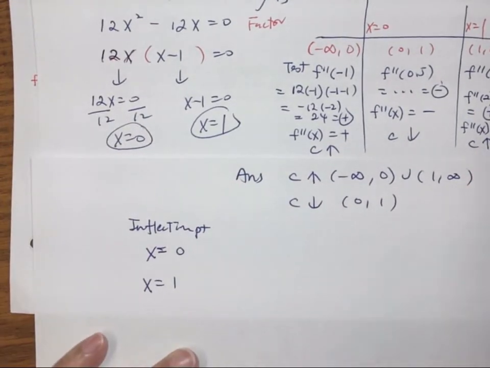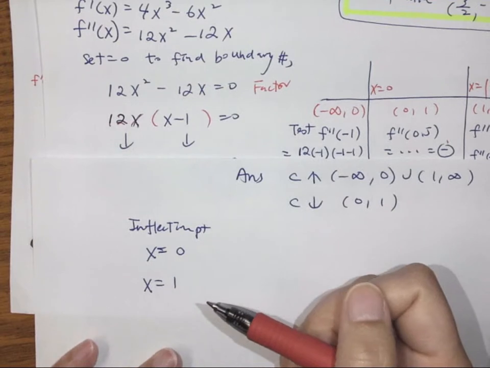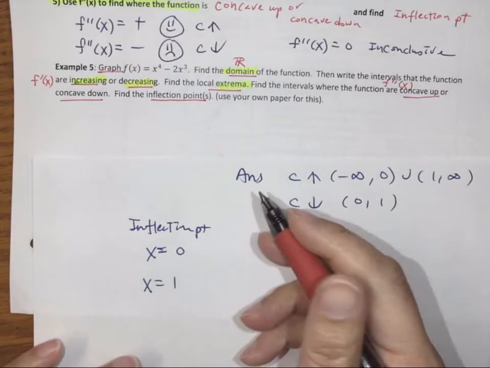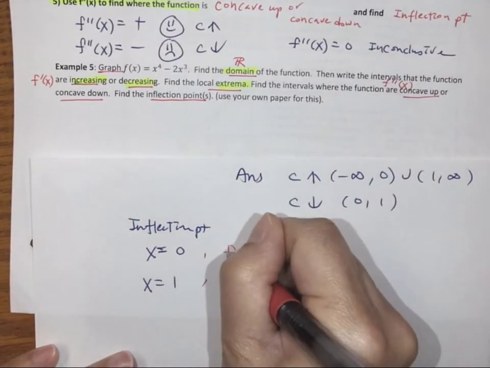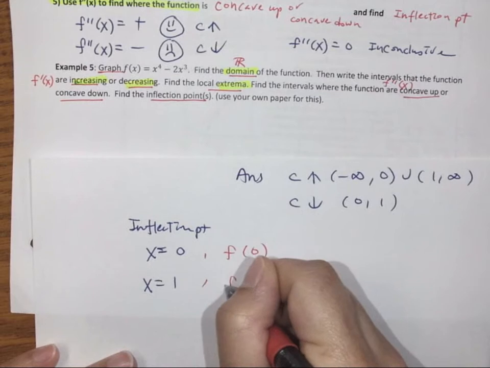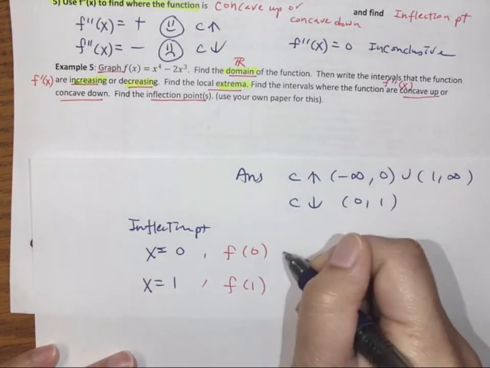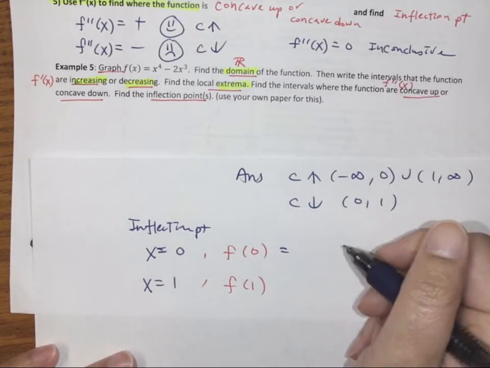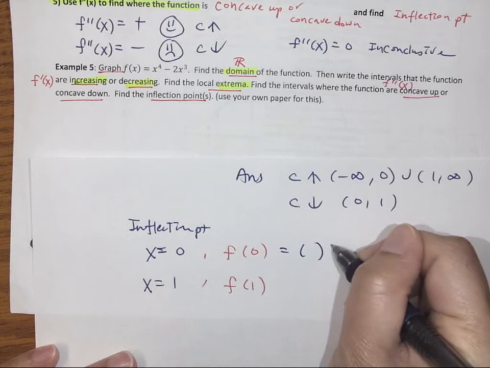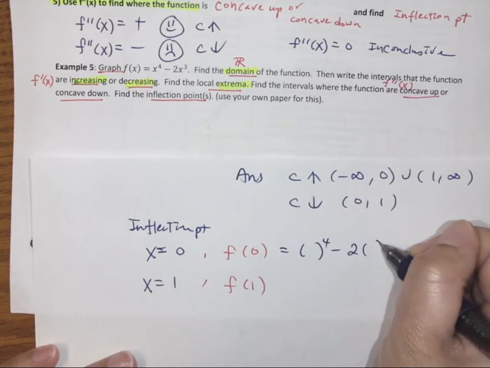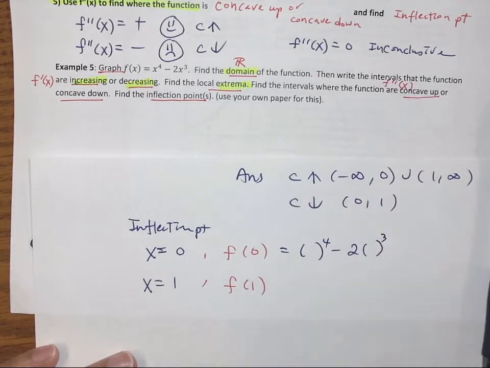And we need to plug in to find the y value. We need to plug into the original function. So we plug into the original function, which is something to the 4th minus 2 times something cubed. So plug in a 0 here.